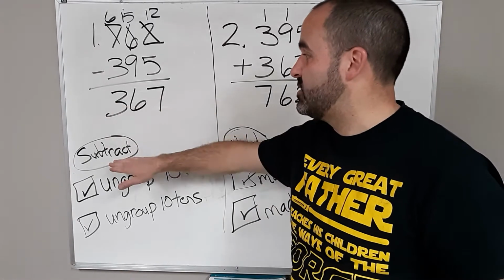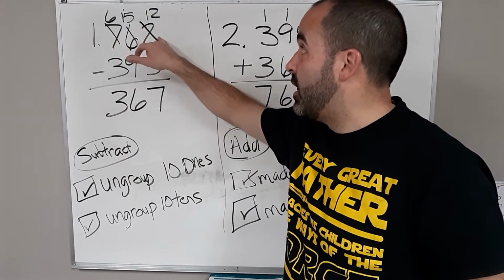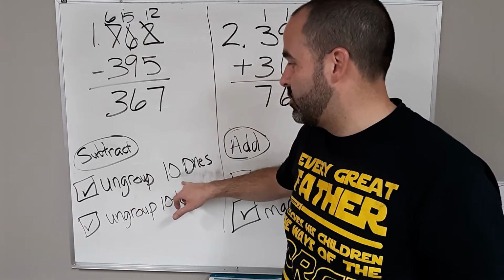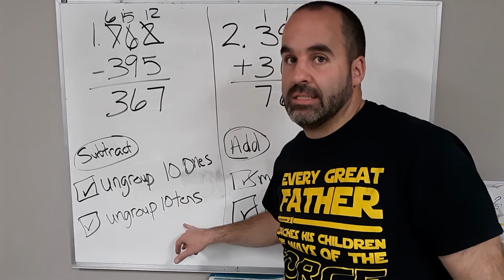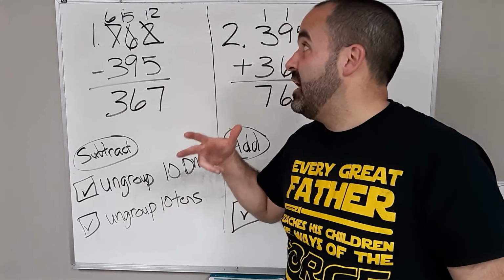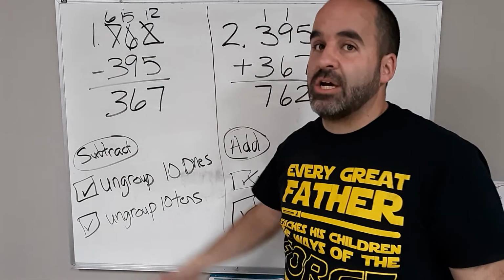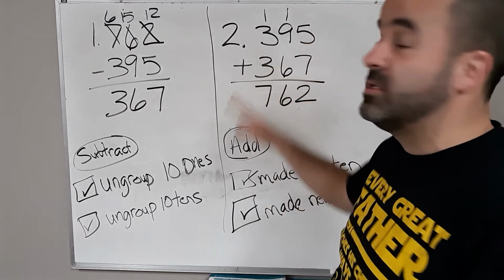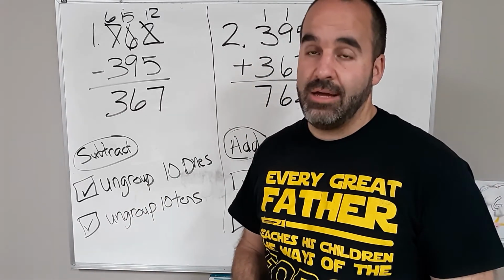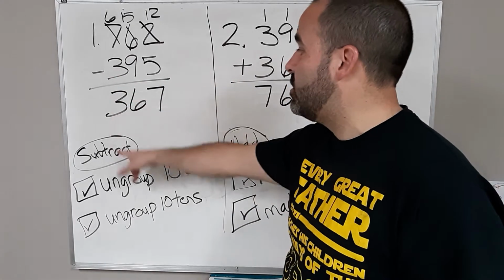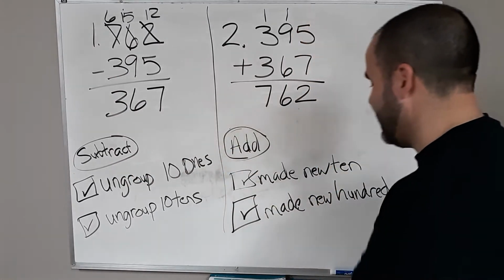If you subtract, circle subtract. If you borrow from the tens, ungroup a 10. Borrow from the hundreds, ungroup 10 tens. Okay? If you don't have to borrow, then don't put a check mark because you're not always going to borrow and you're not always going to carry. So if you don't do that, then don't check mark those boxes, okay? But make sure you look at those signs so you know if you're subtracting or you're adding, okay?